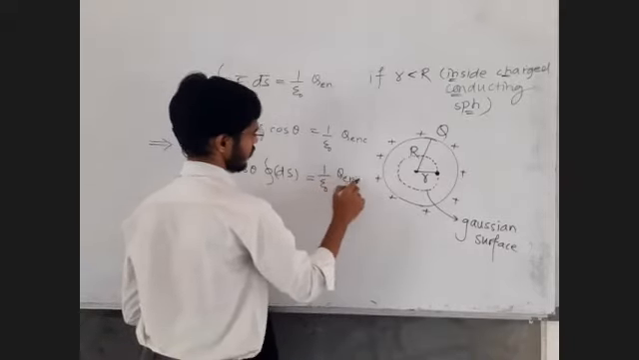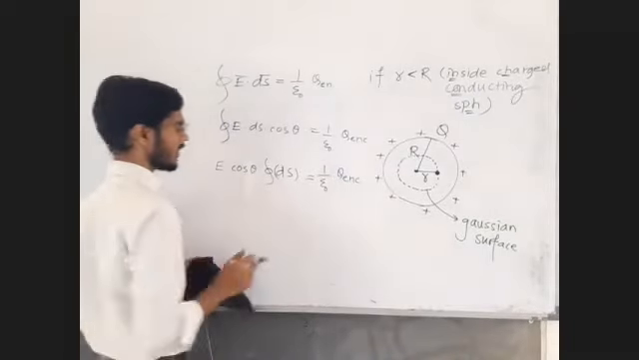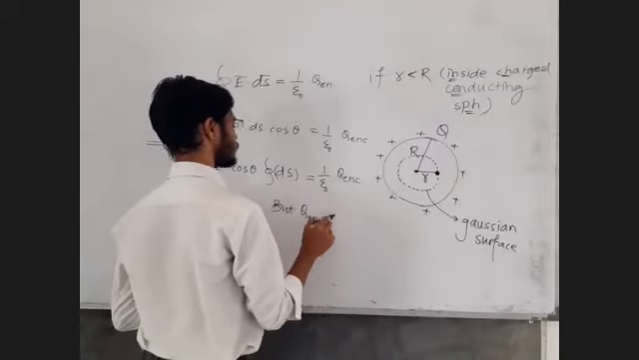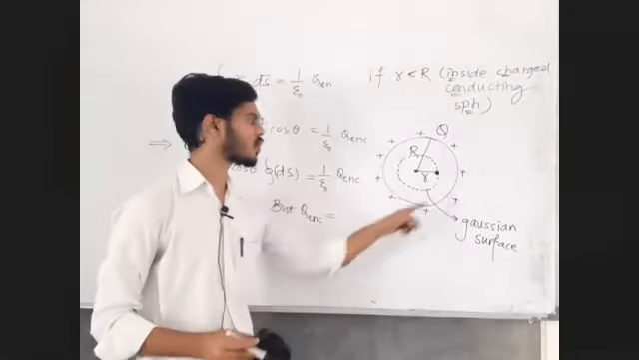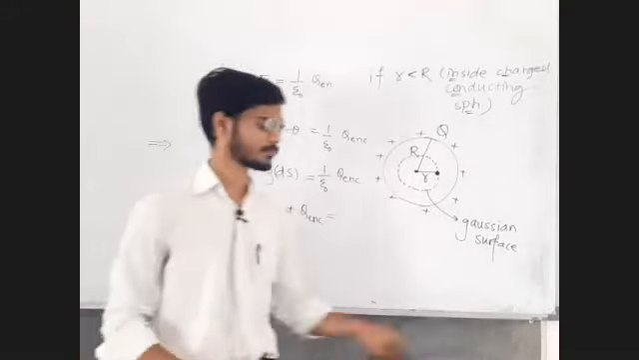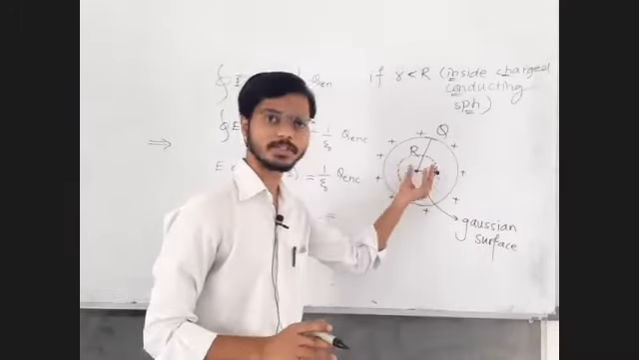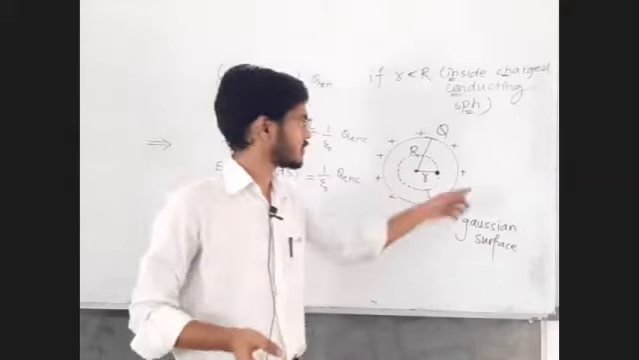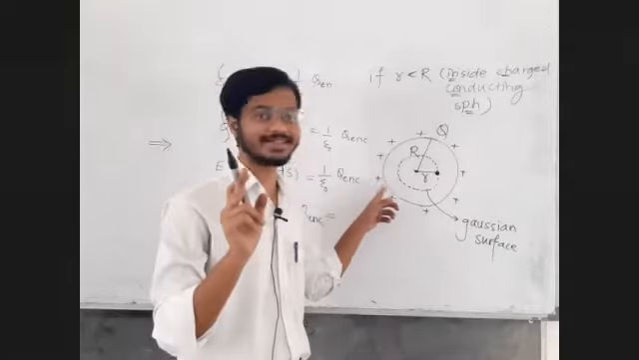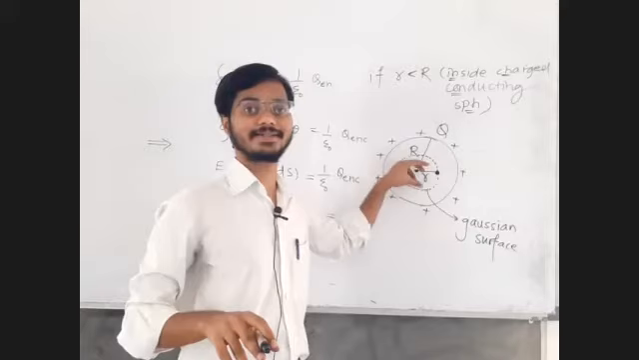Now do not calculate any further. Do not do any further calculation. Why? The reason is, the charge enclosed inside this Gaussian surface is equal to how much? Charge is here on the surface of the conductor. It's not an insulator. If it was an insulator, it is possible to keep the charge inside.